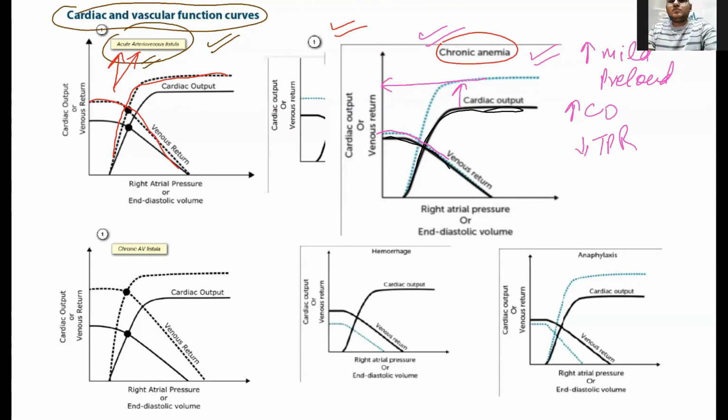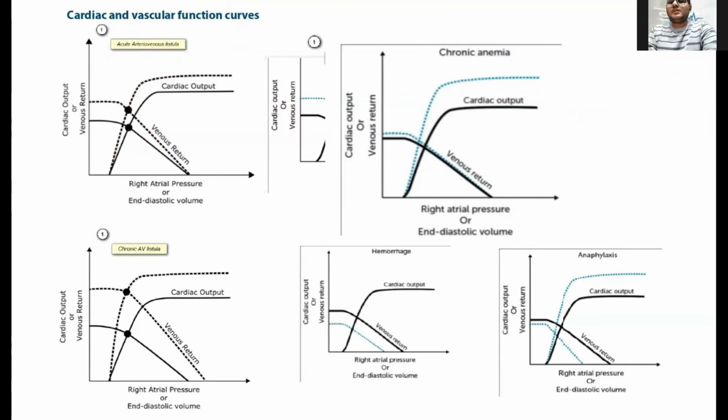Okay. So in chronic AV fistula, what will happen? In chronic AV fistula, there is the dotted line you can see here, that there will be increased cardiac output and more increased venous return. Acute arteriovenous fistula has a slightly increased venous return, but in chronic AV fistula there is more increase in cardiac output and more increase in venous return. Okay, that is a very important point.